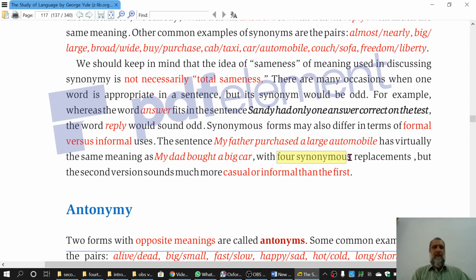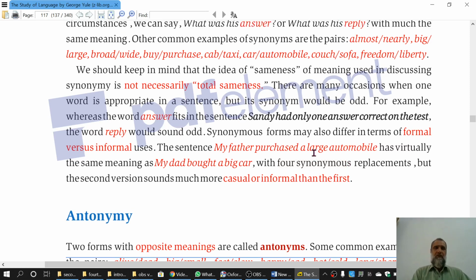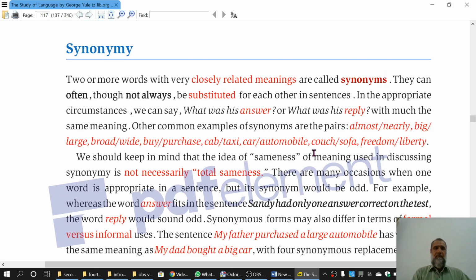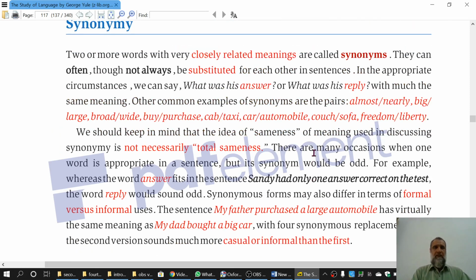Both the sentences have got the same meaning, but the second sentence is more casual and more informal than the first sentence. So this was all about synonymy in English. Let me do it in Urdu for you.